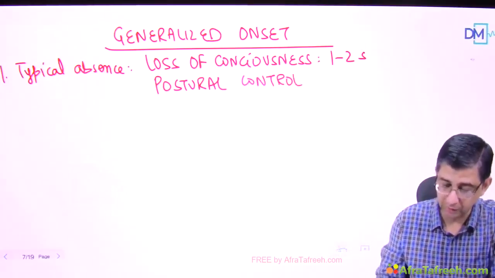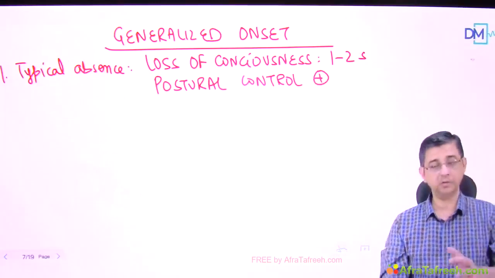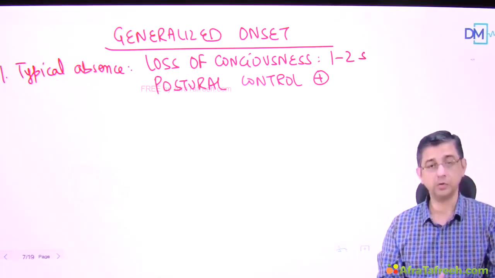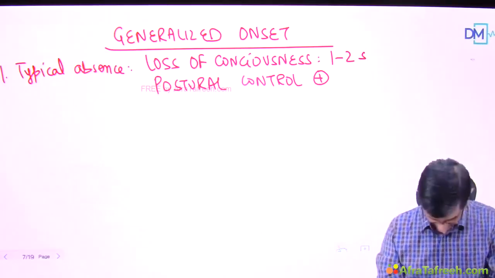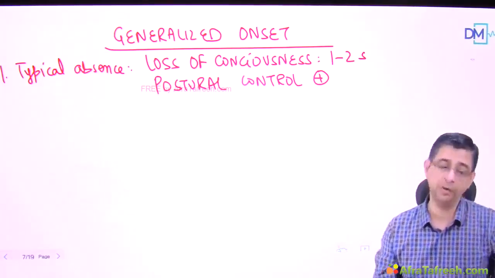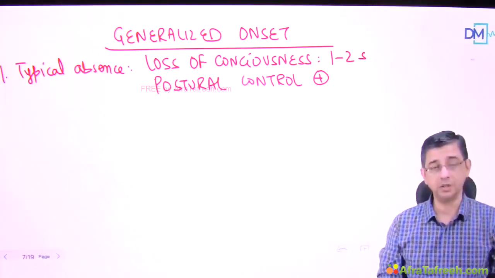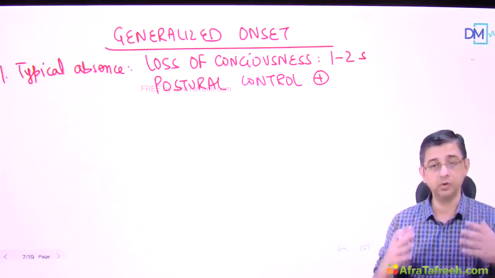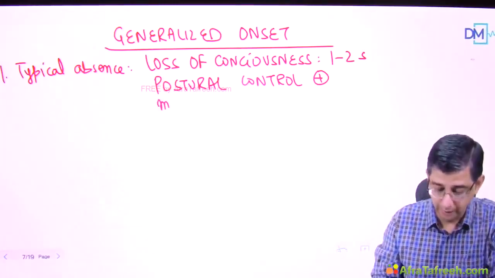You have to appreciate this fact very clearly. If a person has loss of consciousness and there is decrease of postural tone, suddenly the neck of the person will flex, as if he's fallen asleep, or he might fall down. That is atonic seizure. But in absence seizure, though there is loss of consciousness for a few seconds, postural control is maintained in this patient.